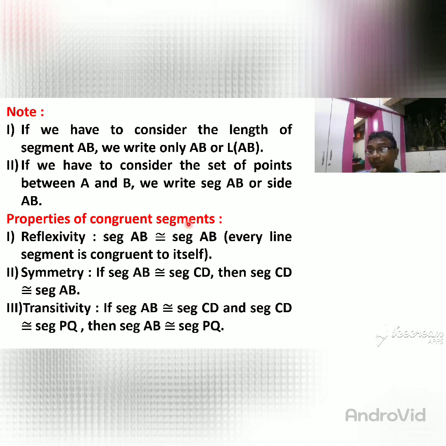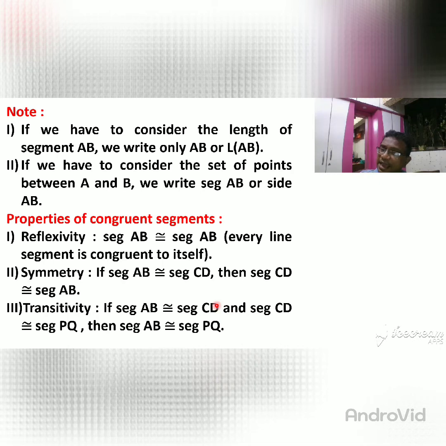So how can you write the property of congruent triangles? Every triangle is congruent with itself. This is reflexivity: triangle ABC is congruent to triangle ABC. Then symmetry: if the first triangle is congruent with the second triangle, then the second is congruent with the first. So triangle ABC is congruent with triangle PQR, so triangle PQR is congruent with triangle ABC. Then third, transitivity: if triangle ABC is congruent with PQR, and PQR is congruent with XYZ, then ABC is congruent with XYZ.